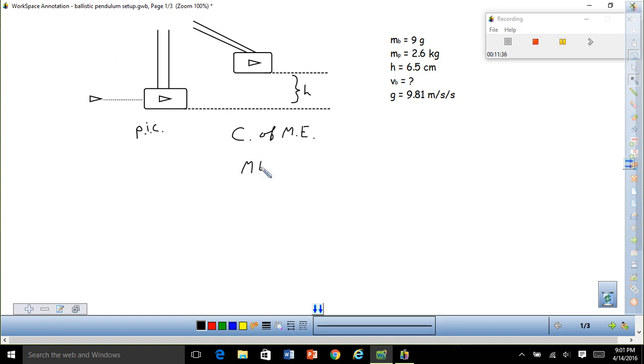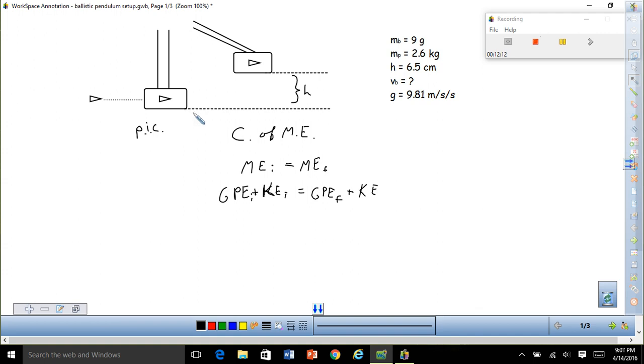In other words, the initial mechanical energy at this point is going to equal the final mechanical energy at this point. Remember that our initial mechanical energy is made of GPE and KE. So our initial gravitational potential energy plus our initial kinetic energy will also equal our final gravitational potential energy plus our final kinetic energy.